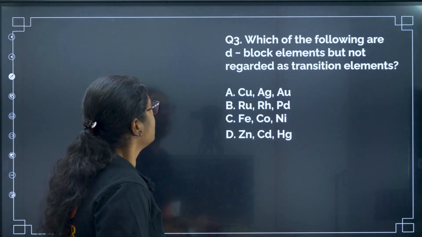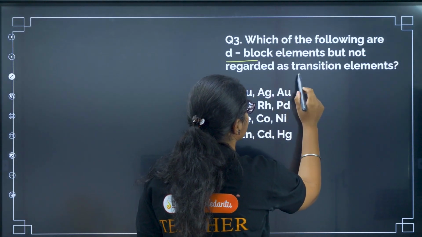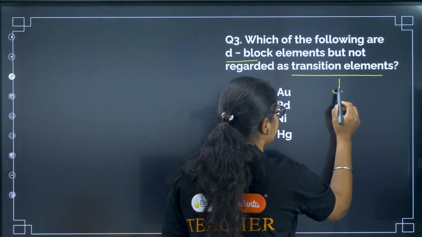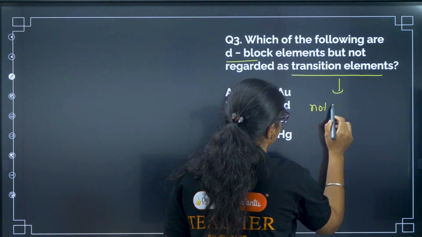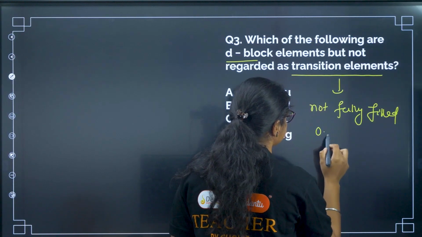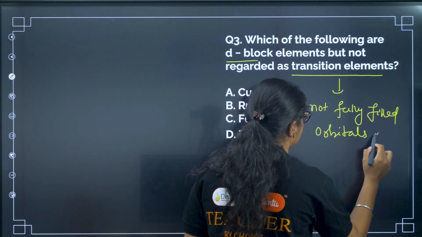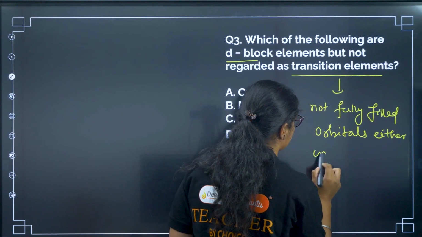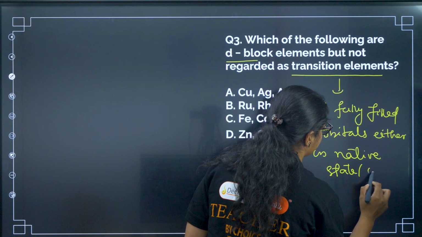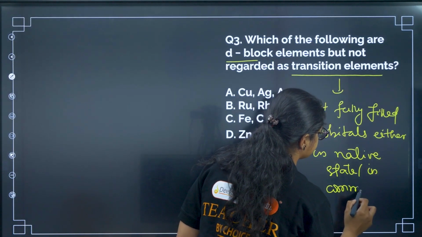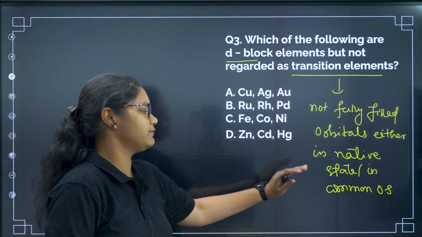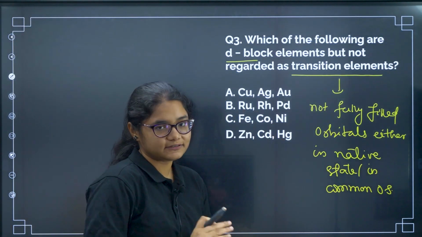Okay, next. Which of the following are d block elements but not regarded as transition elements? So here also, what is the condition for transition elements? They should not have fully filled orbitals, either in the native state or in the common oxidation state. If they have fully filled d orbitals, then they will not be called transition elements.